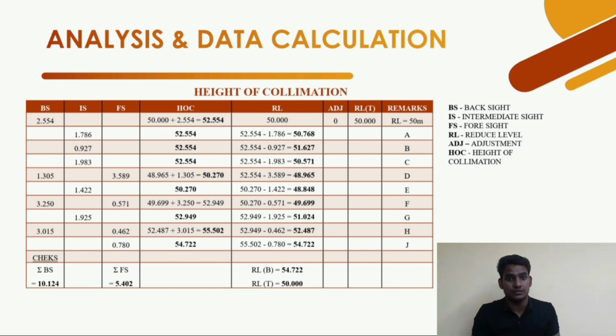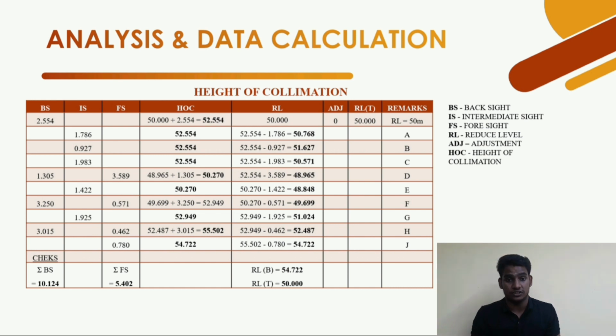Height of collimation is the method of determining the elevation of the collimation plane for each instrument setup and obtaining the reduced level of the point with respect to the plane of collimation. There is a formula to calculate the height of collimation and the reduced level. First, to find the height of collimation, we need to add the reduced level and the backsight.